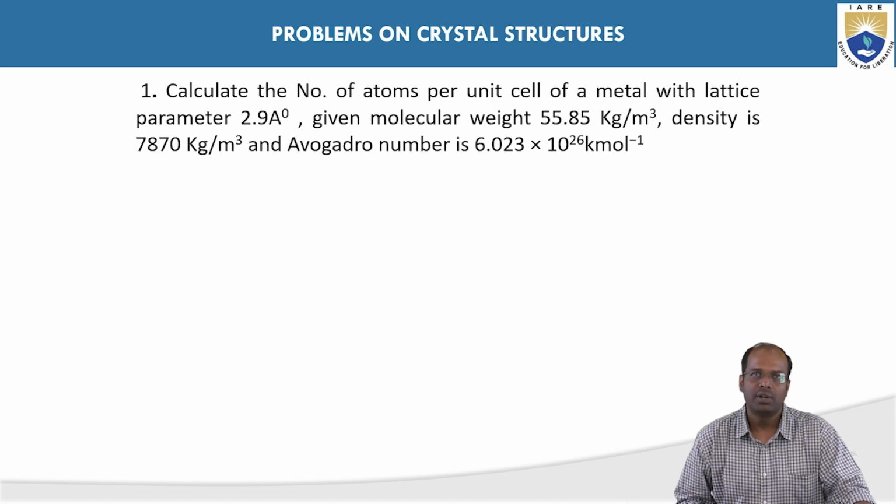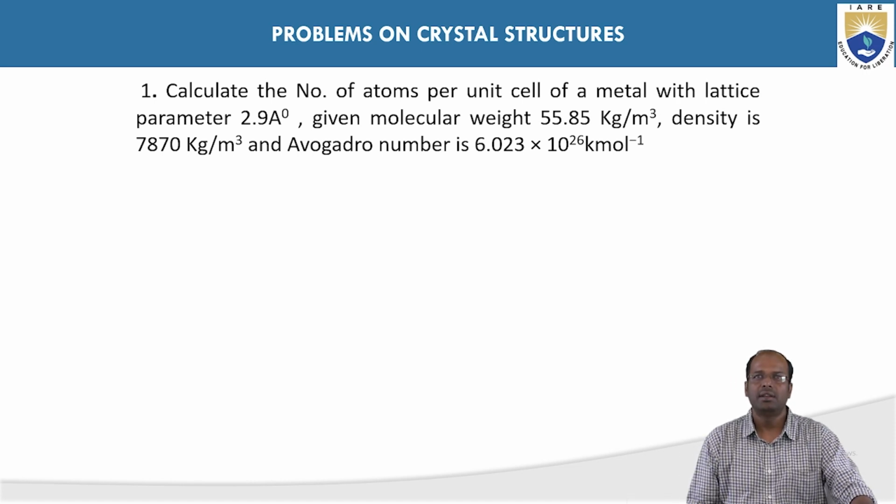First problem. Calculate the number of atoms per unit cell of a metal with lattice parameter 2.9 angstroms. Given molecular weight is 55.85 kg per meter cube, density is 7870 kg per meter cube, and Avogadro number is 6.023 into 10 to the power of 26 kilo per mole.